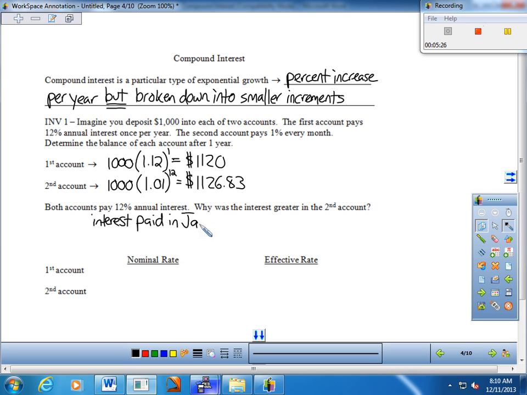The interest paid at the end of February got to earn interest the rest of the year. The interest paid at the end of March got to earn interest the rest of the year. Interest earned interest. So let me write that in. Interest paid in January and February and March, etc., all the way through, earns interest the rest of the year. Sorry, let me get that in for you properly. There we go.